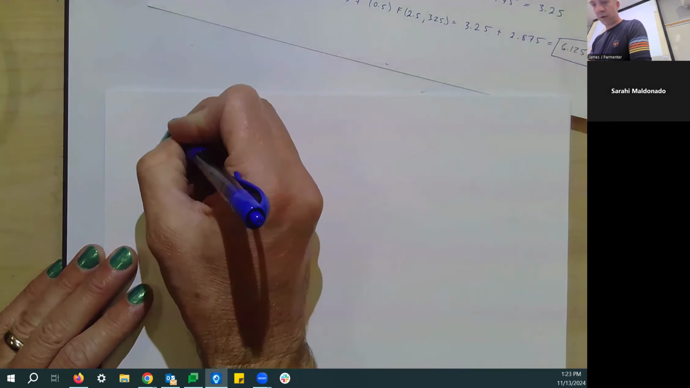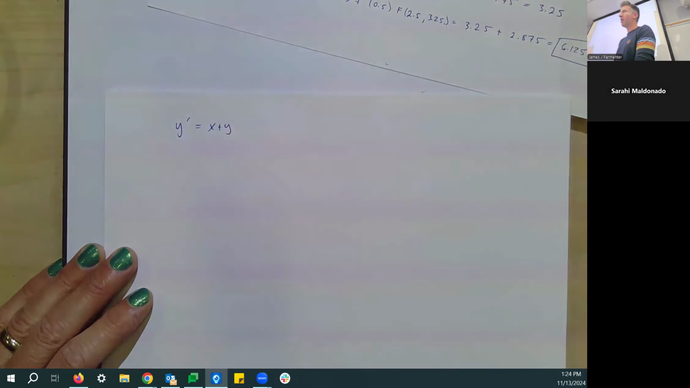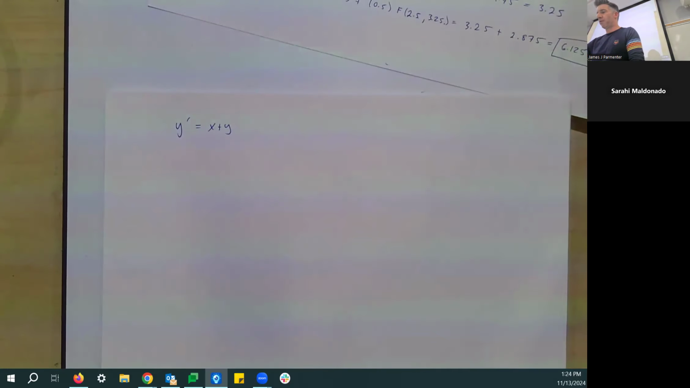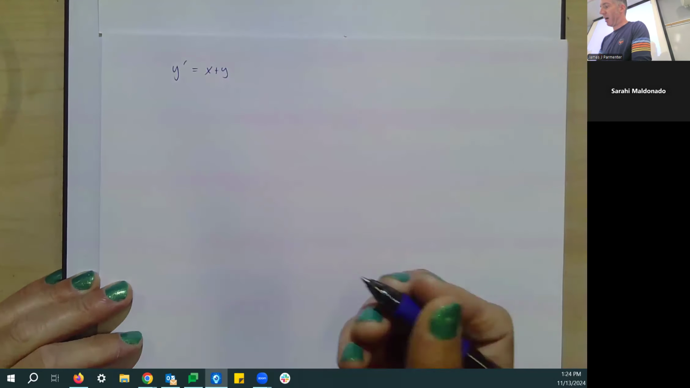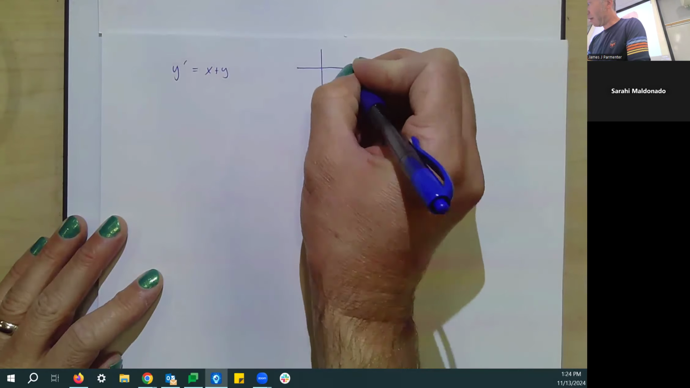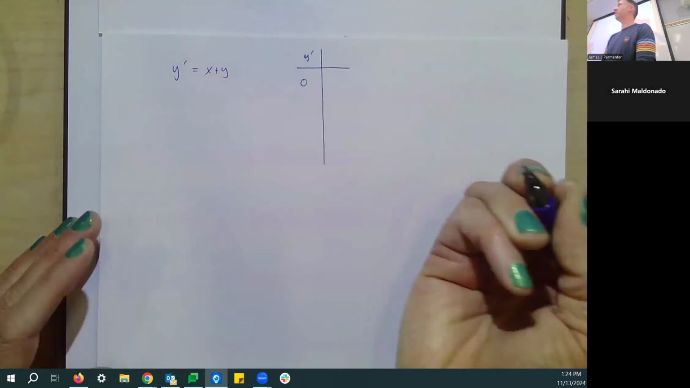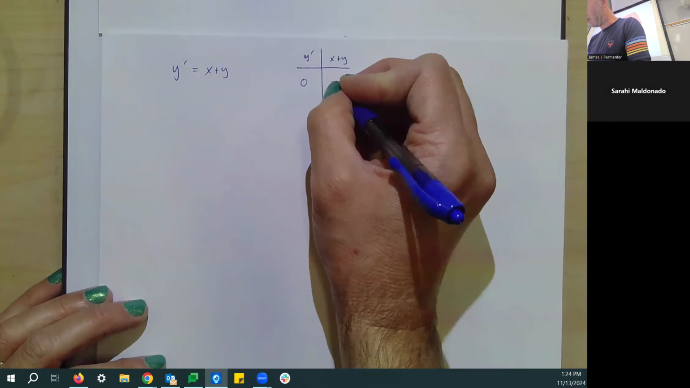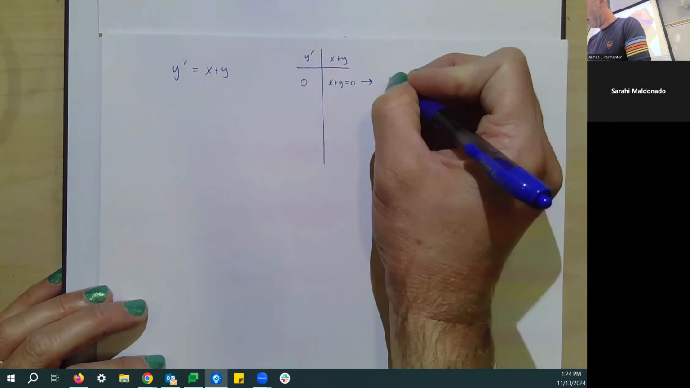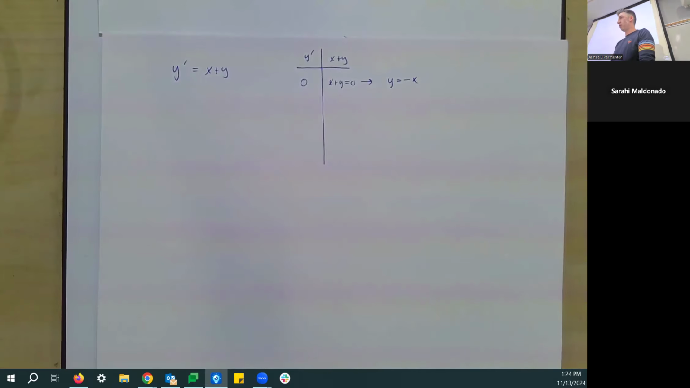Our differential equation was y prime equal to x plus y. When you're trying to identify a slope field, you want to find the lines, or curves more generally, where all the slopes are the same. So we're going to set y prime equal to different values. If y prime is equal to 0, which is almost always the first place you look, then we get x plus y equal to 0, which is better written as y equals negative x. So we know that along the line y equals negative x, all the slopes are going to be 0.